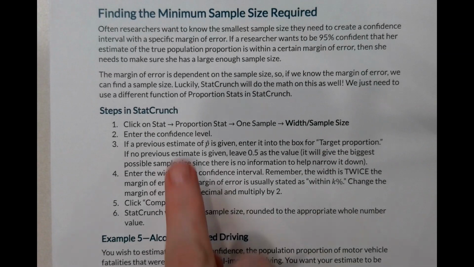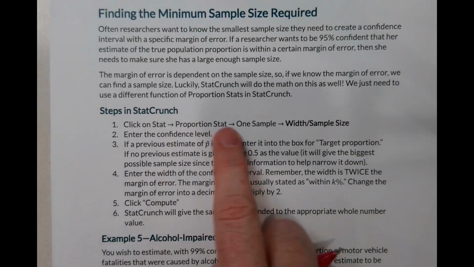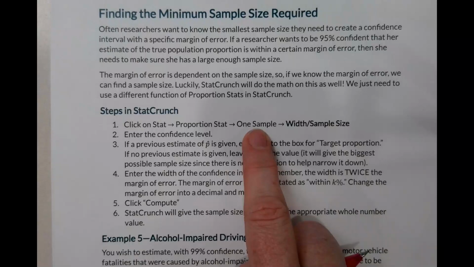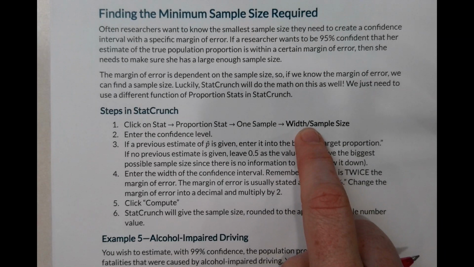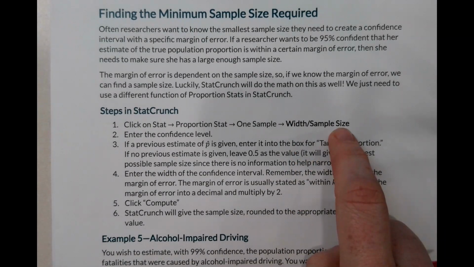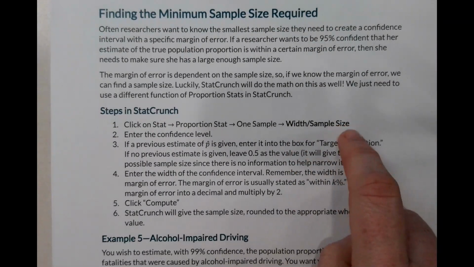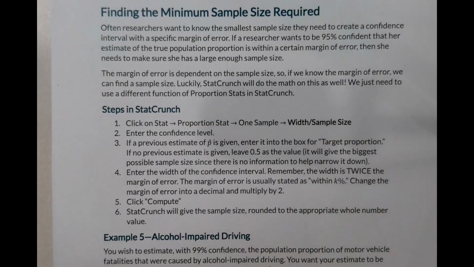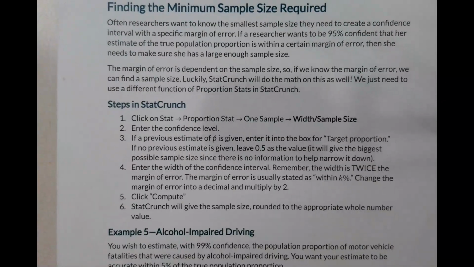So we're going to start off going to the same place. We're going to go to Stat, then Proportion Stats, and One Sample. Like I said, we're not going to be doing two sample, so we don't have to worry about anything other than one sample. But instead of selecting With Summary, that's what we use to get our confidence interval, we're going to choose the Width / Sample Size. Those are the only two options that we'll be using. So if you're looking for the sample size, choose the one that's got sample size in the name. We'll have a window that looks kind of like this.